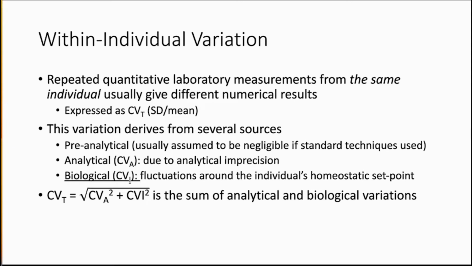Now, another level of biological variation, and the one that I'm going to be mostly focusing on in this talk, is within individual variation, which is to say that if you repeatedly perform a quantitative lab measurement on the same individual, you tend to get different numerical results. This is collecting samples over time. And that is expressed in the terminology of this field as the total CV, which is the standard deviation divided by the mean. And that total variation is derived from several sources.